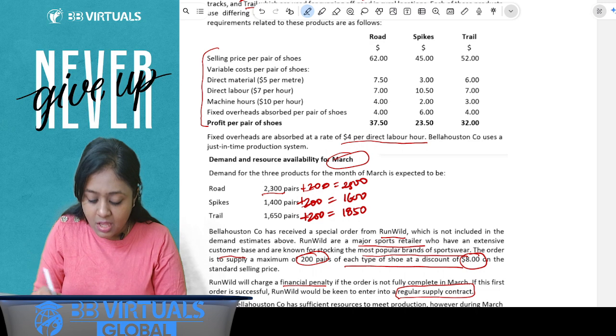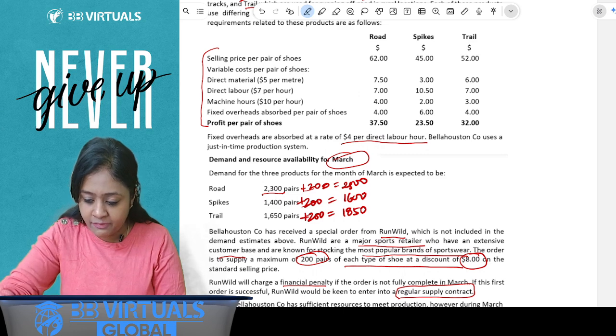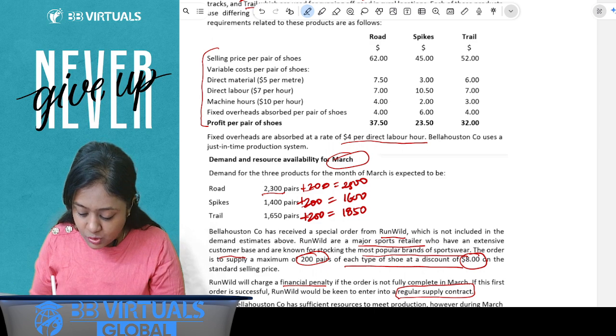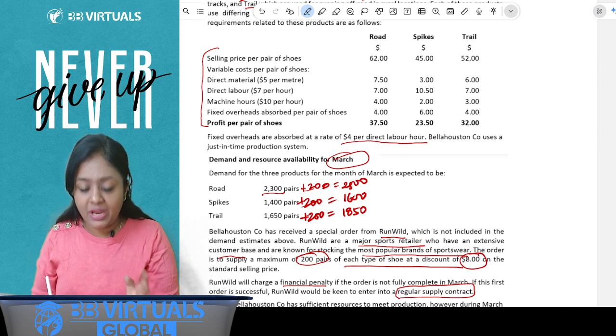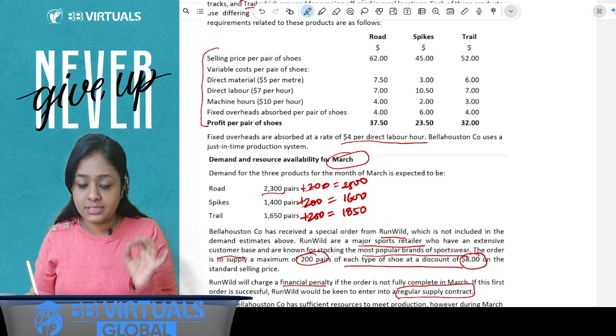This is in dollars. Direct material is $5 per meter, direct labor is $7 per hour, and machine hours is $10 per hour. Fixed overhead absorbed is per pair of shoes. But we have to focus on direct material, labor, and machine hours, as there we have to understand which is the constraint. So I need to know the quantities and the kgs.